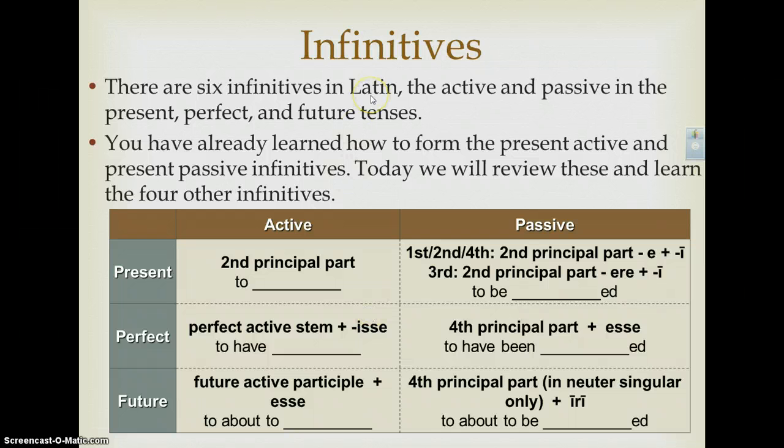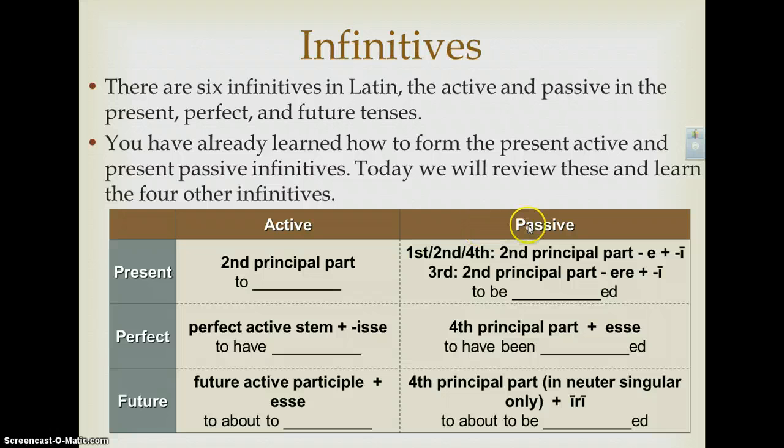Okay, so let's talk about infinitives. There are a total of 6 infinitives in Latin. There are 3 tenses: the present, perfect, and future, and the active and the passive. Now, you have already learned how to form the present active and the present passive infinitive. Today we'll review those and we'll learn the 4 other infinitives. Now, as a review, the present active infinitive, which translates as to blank, is the second principal part.